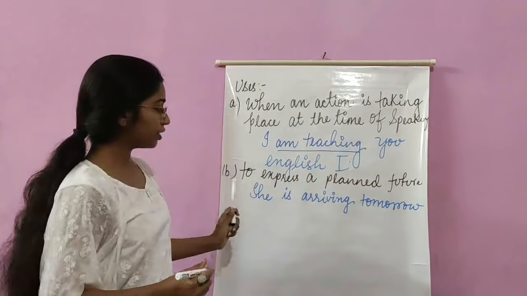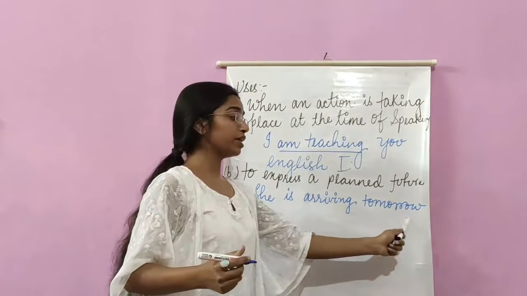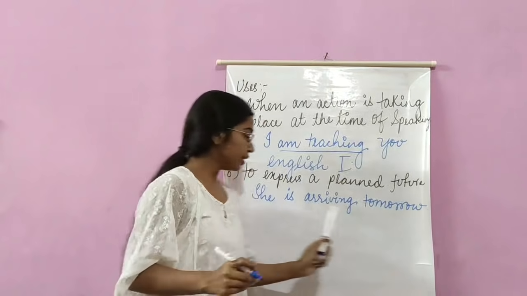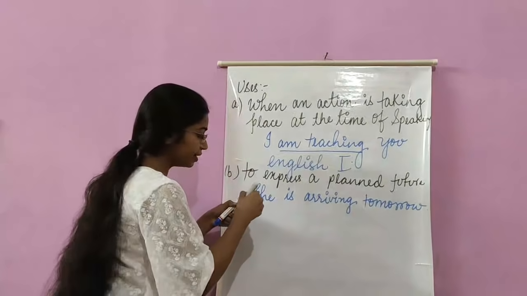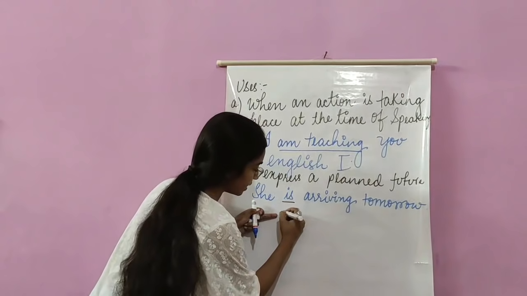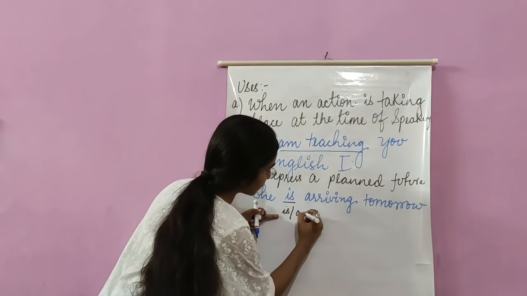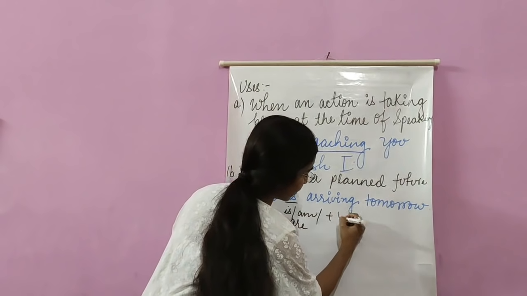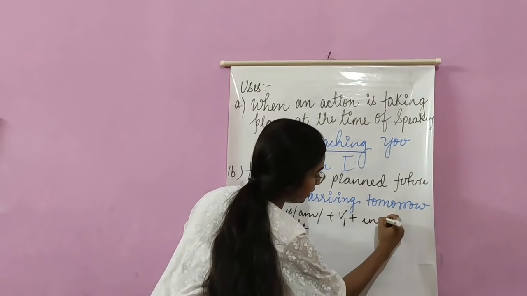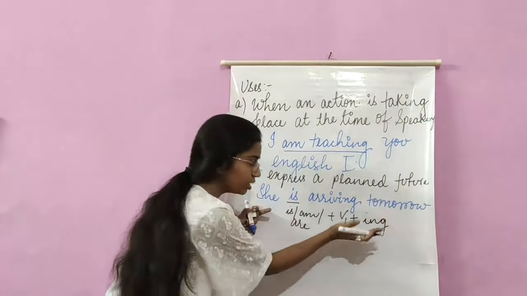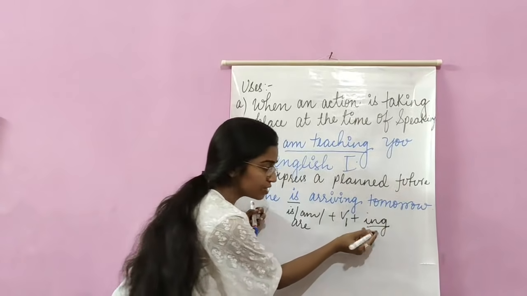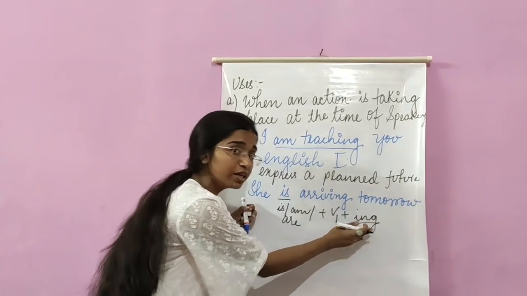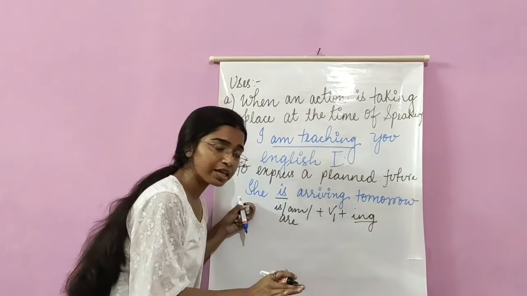What have I written over here? She is arriving tomorrow. Okay, that means this is the helping verb, plus arrive, that is the base form of the verb, plus ing. This is the structure, and as per the structure, if ing is used, that means what? It is denoting something which is continuous at the time of speaking.